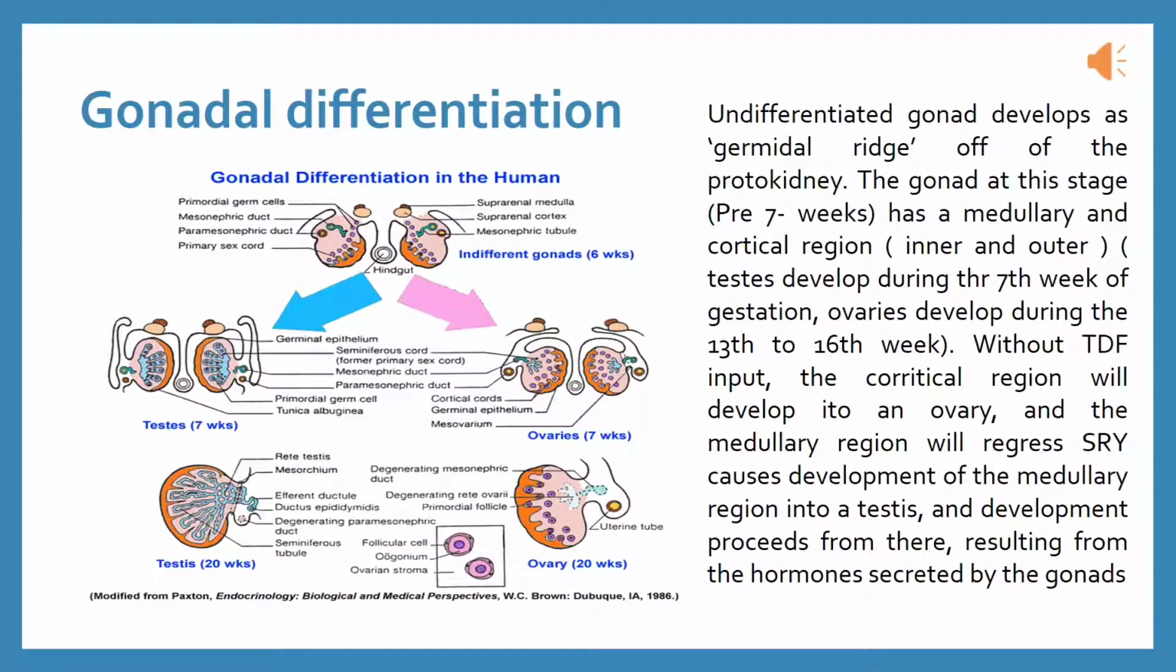Gonadal differentiation. The undifferentiated gonad develops as the germinal ridge off of the protokidney. The gonad at this stage has a medullary and cortical region. Ovaries develop during the 13th to 16th week of gestation. Without TDF input, the cortical region will develop into an ovary and the medullary region will regress. TDF causes development of the medullary region into a testis, and development proceeds from there, resulting from the hormones secreted by the gonads.